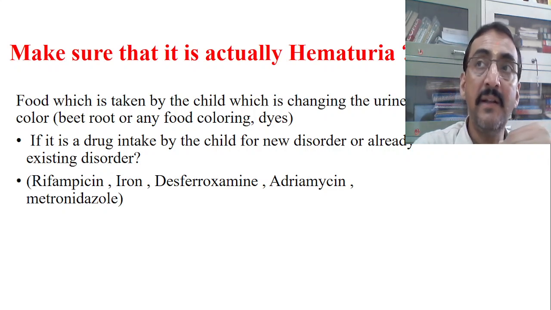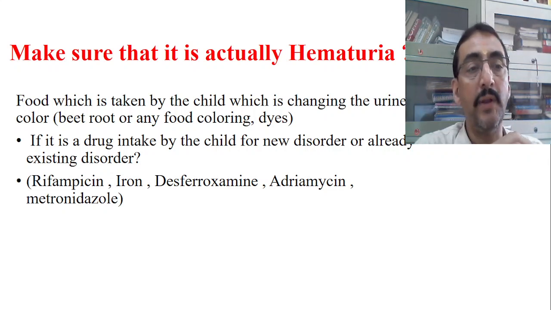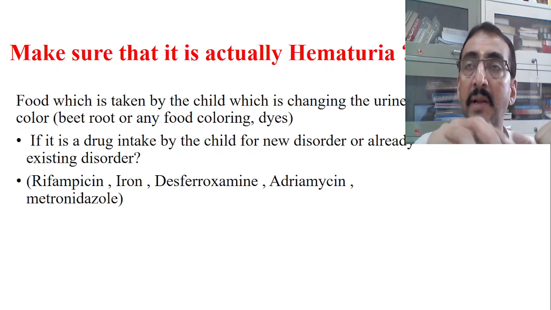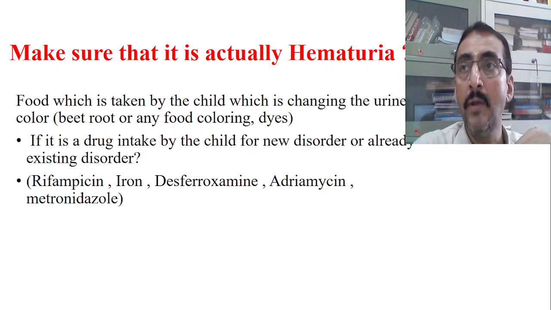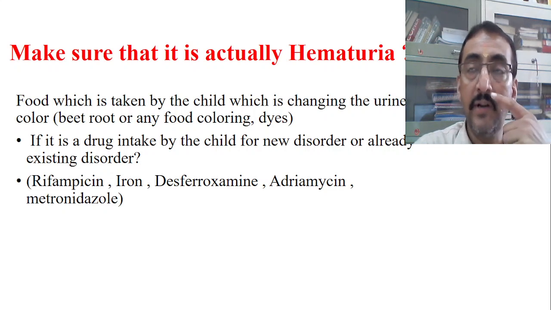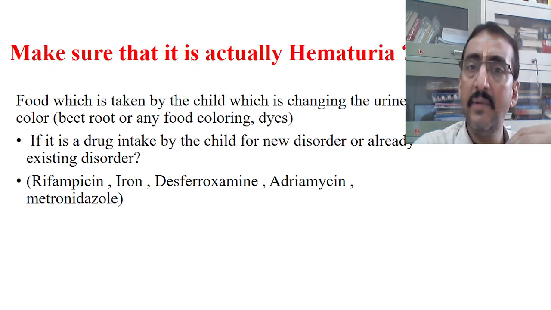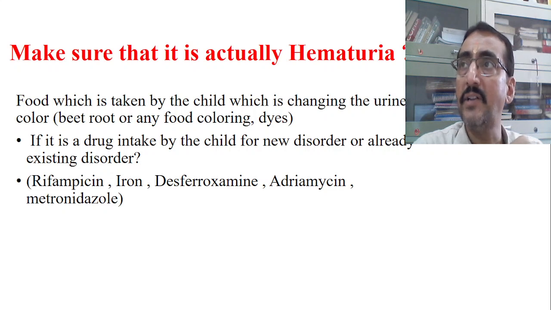So that may lead to the reddish urine. If it is a drug intake by the child, many drugs can pass through the urine, being excreted through the urine, like rifampicin, which gives the yellowish color. Many times B complex also gives the yellowish color. Okay, sometimes some of the drugs can lead to reddish color also.